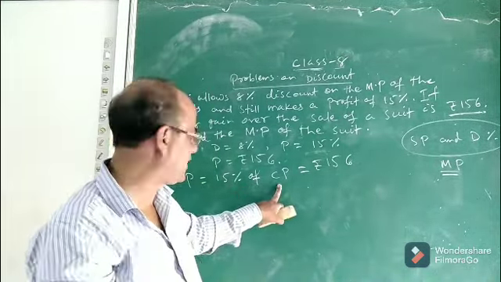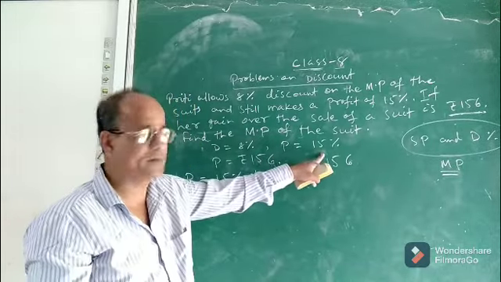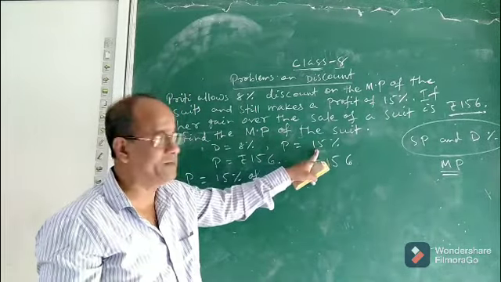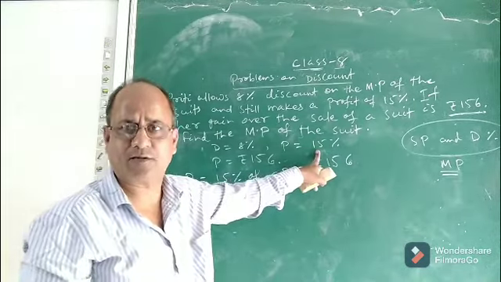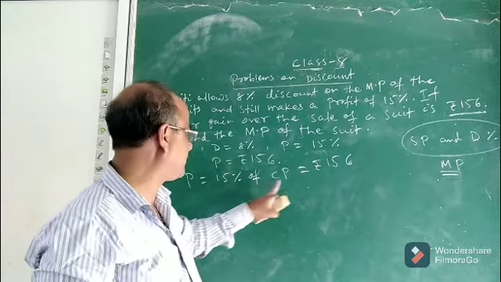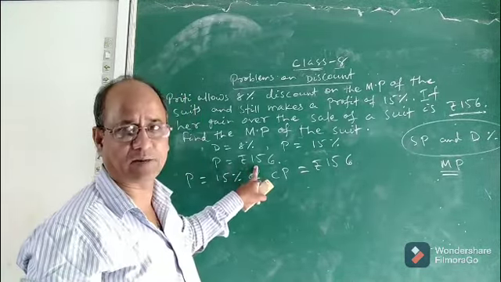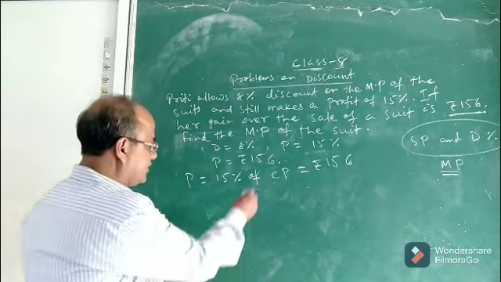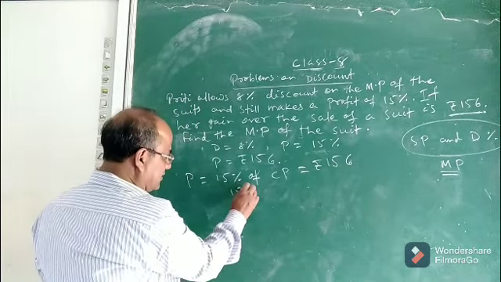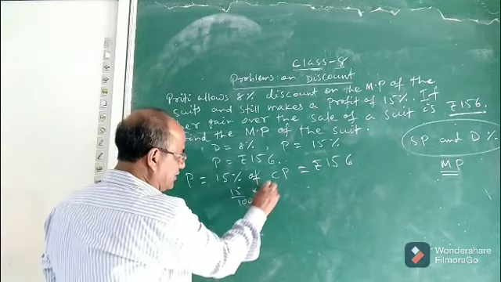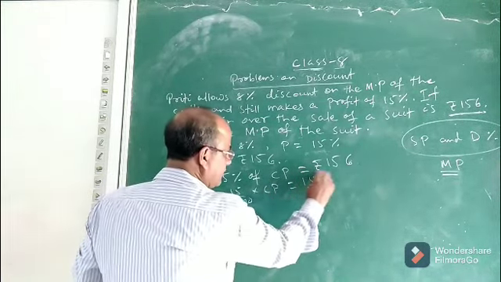So how to get the cost price? In this question, we are given profit equal to 15%. So this 15% profit must be on the cost price of the suit. So 15% of CP is already given, 156. So find out what is CP. So 15% means it is 15 by 100 into CP equal to 156.